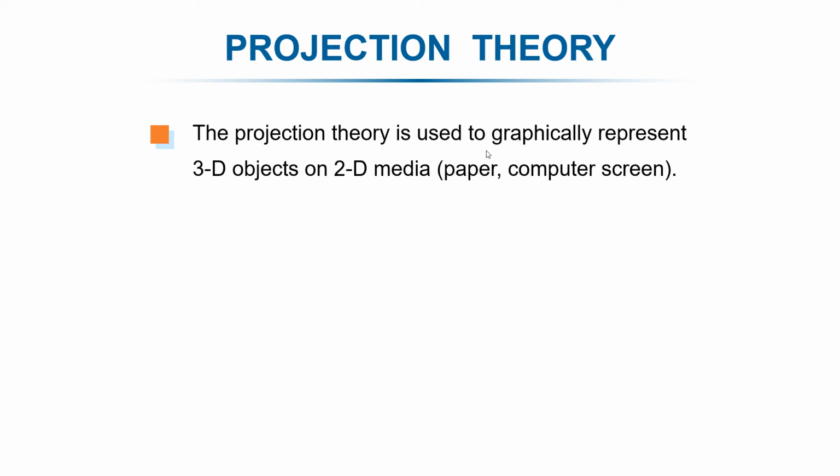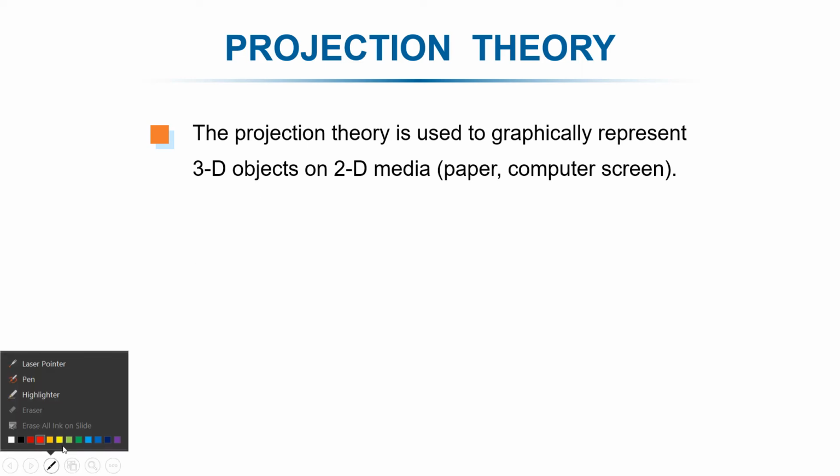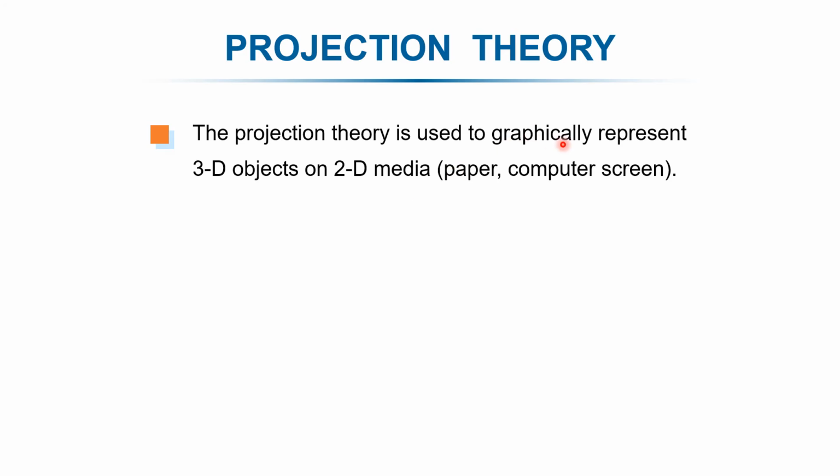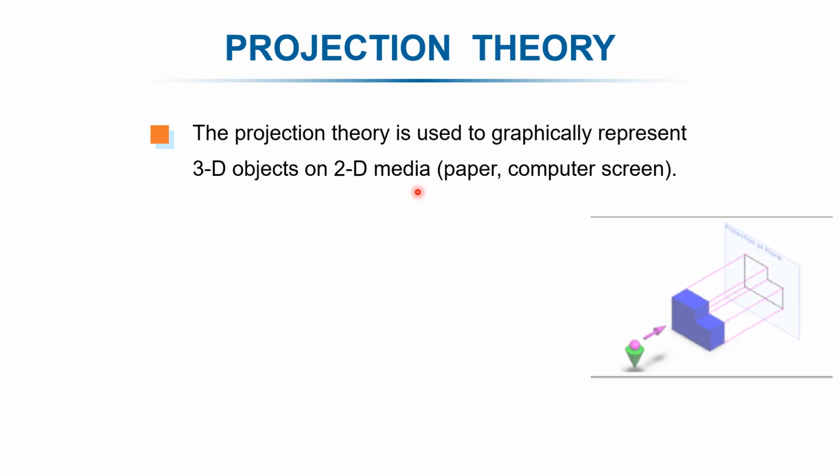Projection theory. So what is projection theory? Here is the definition. The projection theory is used to graphically represent 3D objects on 2D media, paper or computer screen. So you may have seen that we can draw different types of objects on the computer. So how do we do that? We basically draw the 3D objects on 2D media most of the time.